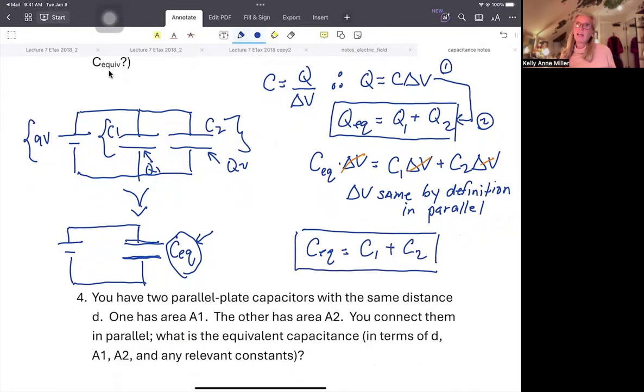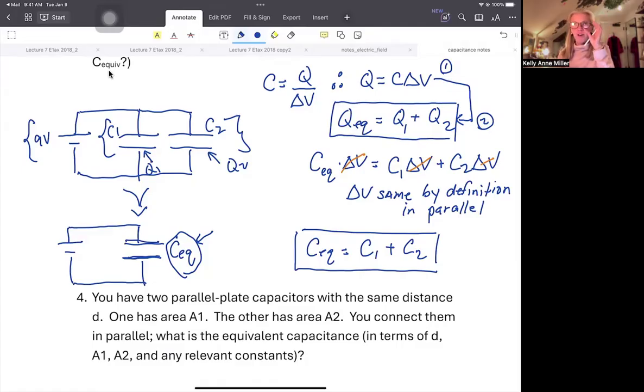So this is to say that if I have two or however many capacitors in parallel with each other, to find their equivalent capacitance, all I have to do is sum the capacitances, which is super easy and nice.